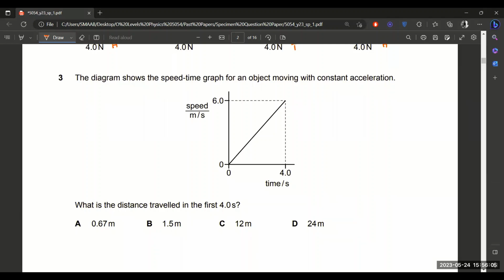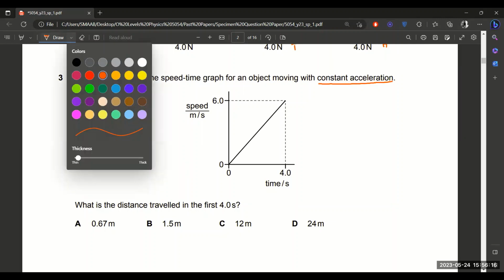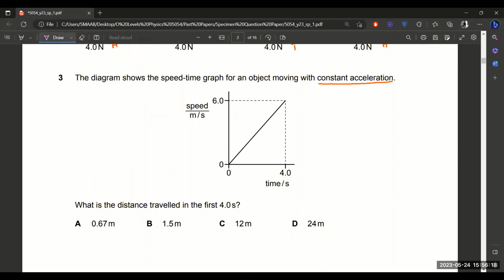Okay, question number 3. The diagram shows the speed time graph for an object moving with constant acceleration. Basically, the object moving with constant acceleration means that the change of speed with respect to time is equal. Secondly, what is the distance traveled in the first 4 seconds? The graph already shows 4 seconds on the x-axis, and we need to calculate the distance.